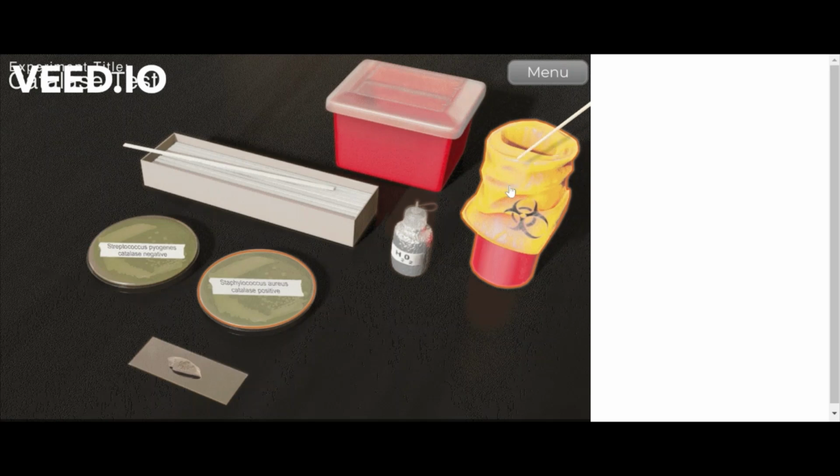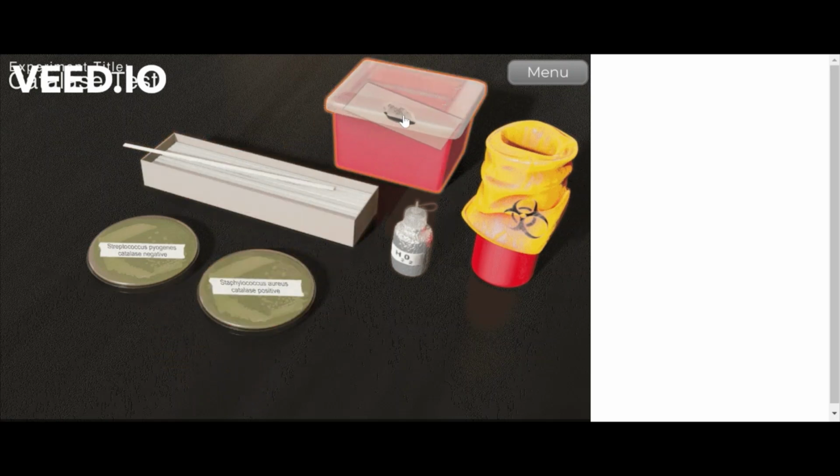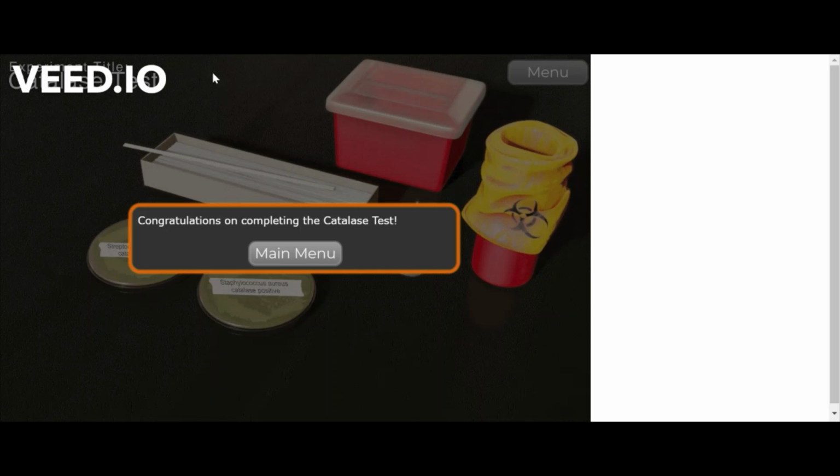So I will dispose of the toothpick. We can see there are air bubbles here. And done with the experiment, I will dispose of the slide.